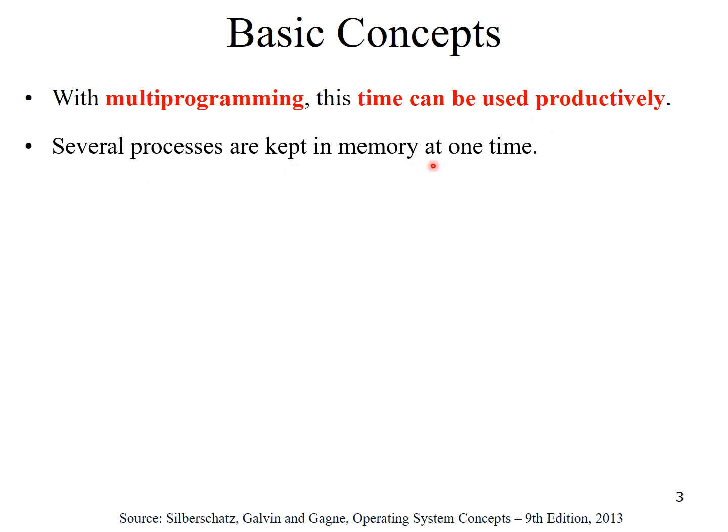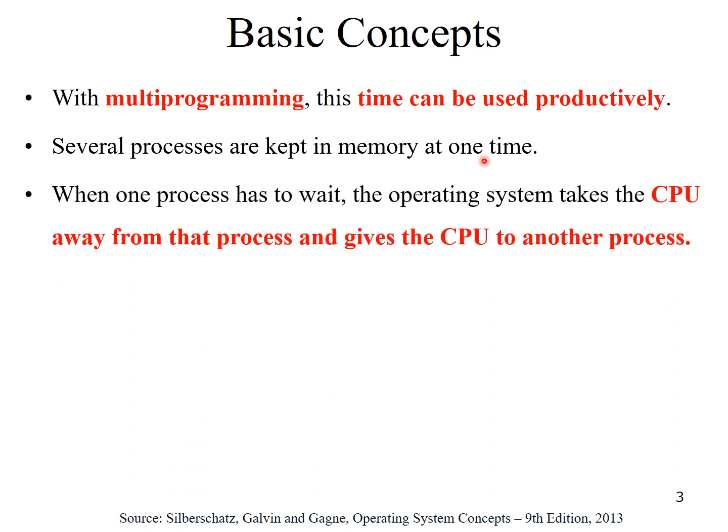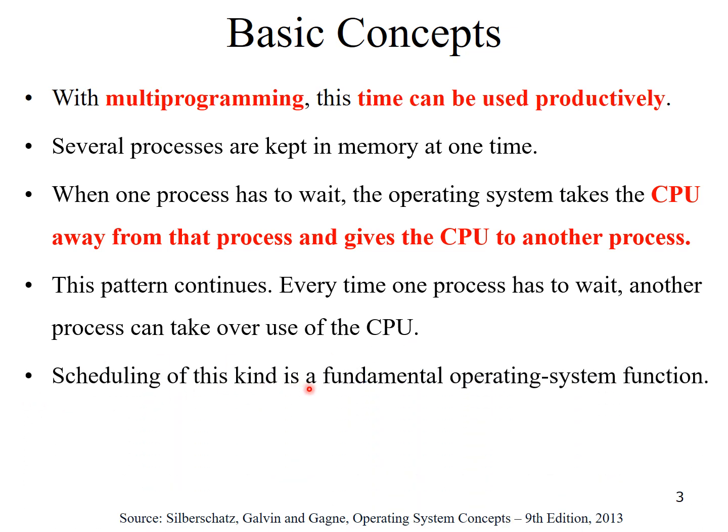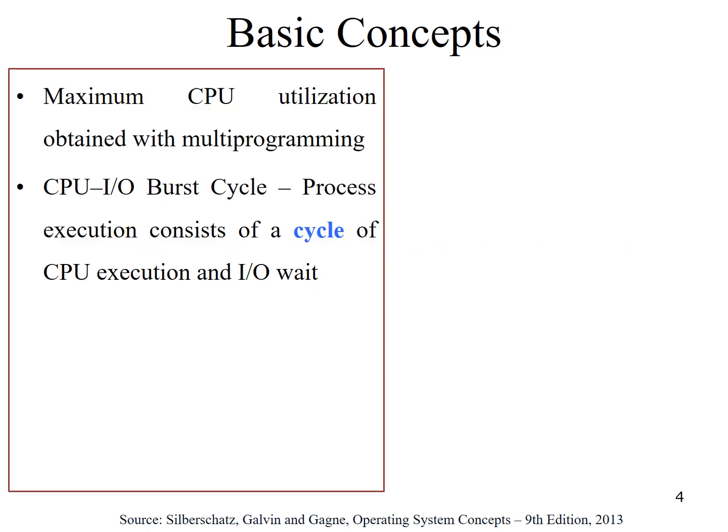Several processes are kept in memory at one time. When one process has to wait, the OS takes the CPU away from that process and gives the CPU to another process. This pattern continues. Every time one process has to wait, another process can take over the use of the CPU. Scheduling of this kind is a fundamental OS function. Maximum CPU utilization is obtained with multiprogramming.